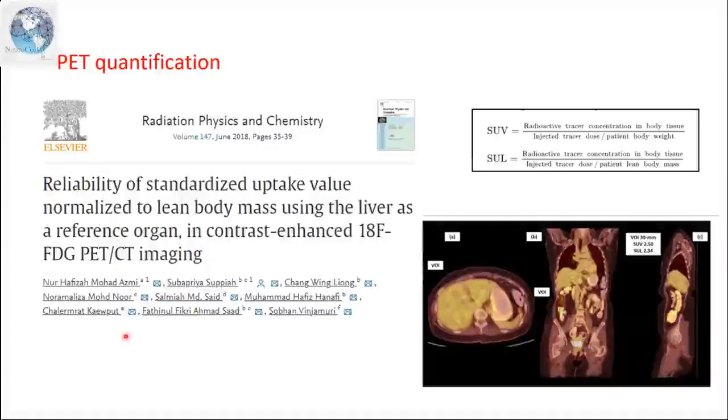And the quantification, as I have done with one of my previous master students, currently a PhD student, we do the SUV measurement to know how accurately we can quantify the amount of glucose taken up by a certain body area.